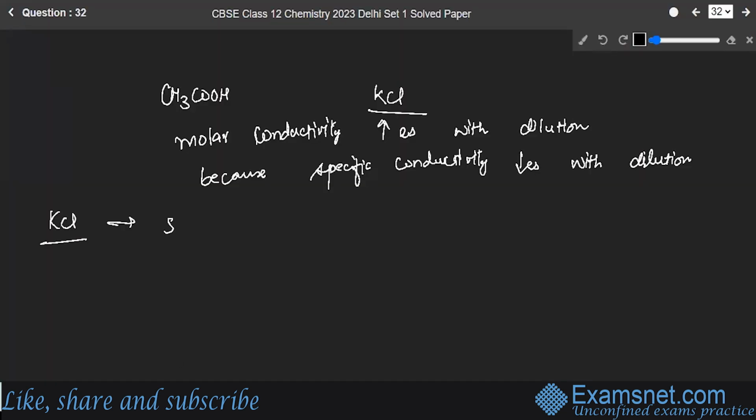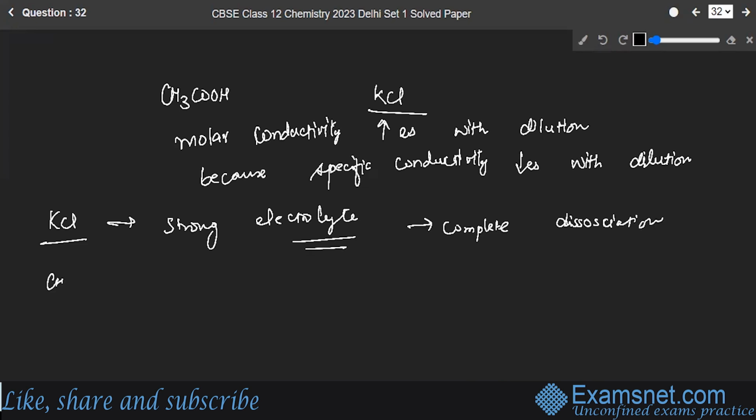KCl is a strong electrolyte and completely dissociates into its respective ions, while acetic acid, CH3COOH, is a weak electrolyte and does not dissociate completely.